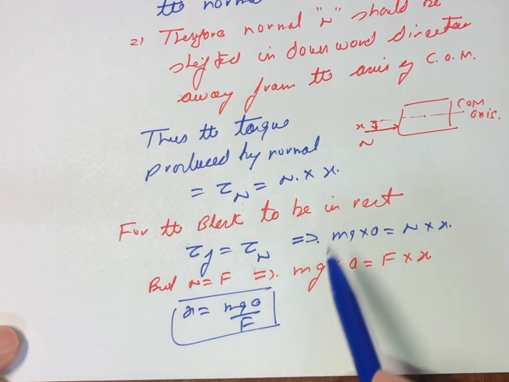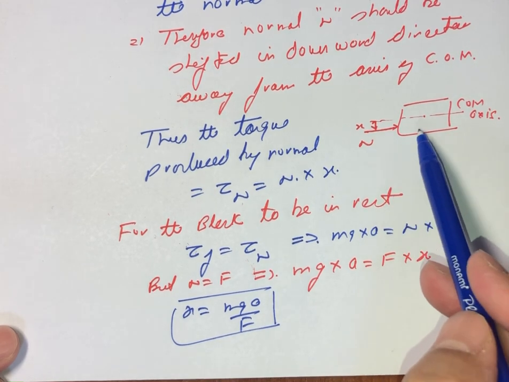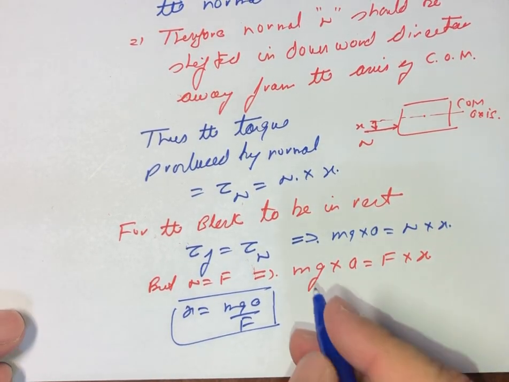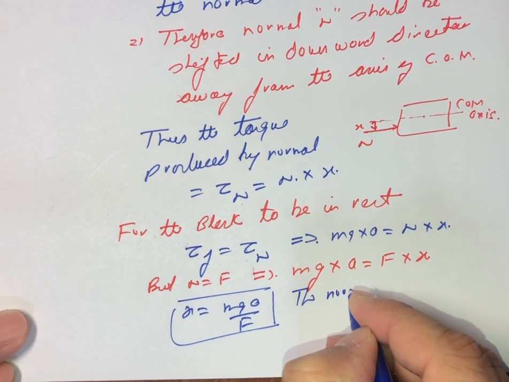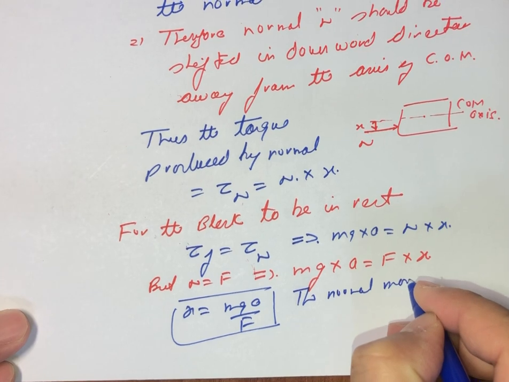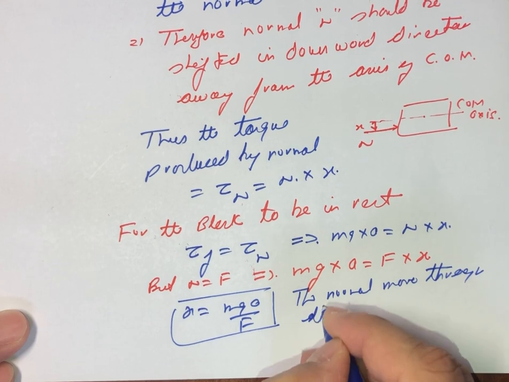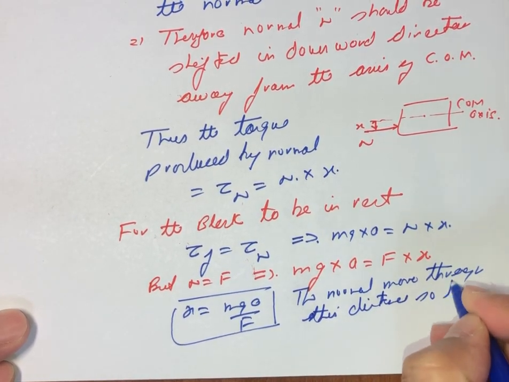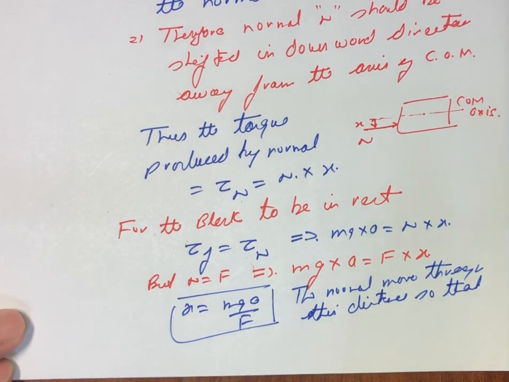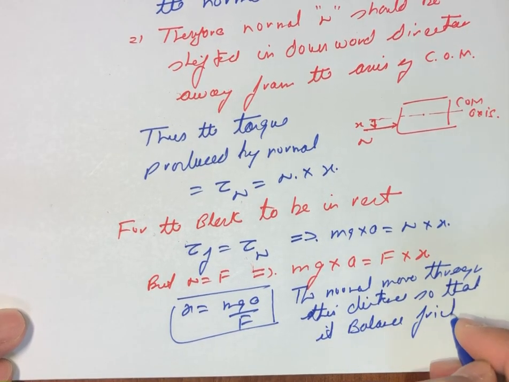So the normal has to be shifted in the downward direction by this distance so that it is able to produce the torque. So you can say the normal moves through this distance so that it balances frictional torque.